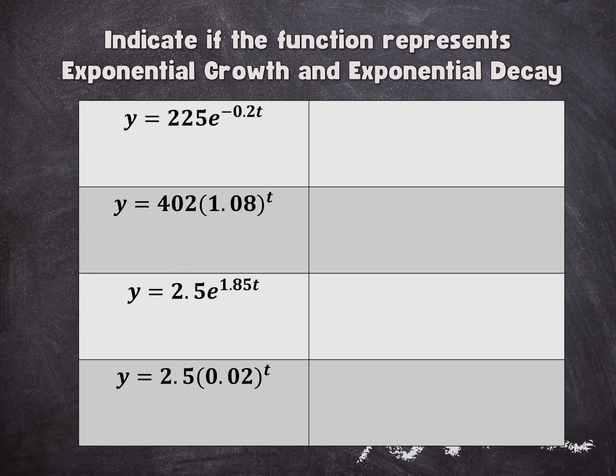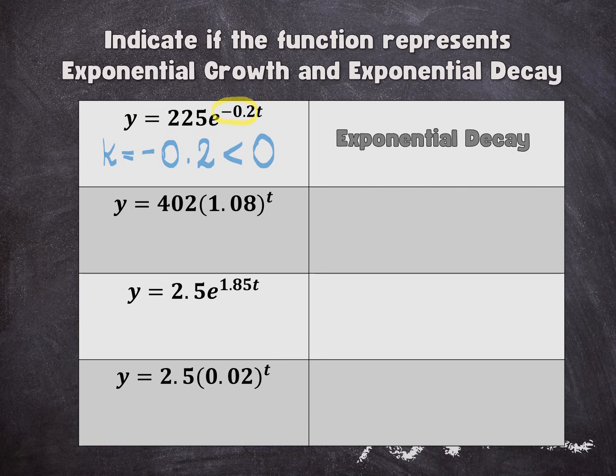The first example, we need to indicate if the function represents exponential growth or exponential decay. The first function, y equals 225 times e raised to negative 0.2t. It is the second form of exponential function. We need to focus on k. K is the coefficient of t in the exponent. So k equals negative 0.2, less than 0. So it is an exponential decay function.